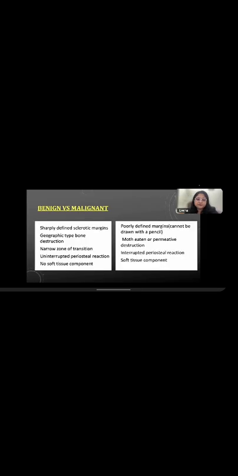So I have given you enough and more indications of how to assess between benign or malignant. C for cortical destruction, rate of progression, soft tissue component, periosteal reaction, and zone of transition. And you will have a clear and fair idea whether the lesion you are dealing with is benign or malignant. So a sharply defined lesion with sclerotic margins or geographic type of bone destruction, narrow zone of transition and uninterrupted periosteal reaction with almost no soft tissue component is a benign lesion, whereas a poorly defined lesion with moth-eaten or permeative destruction, interrupted periosteal reaction and large soft tissue component is likely to be a malignant etiology.